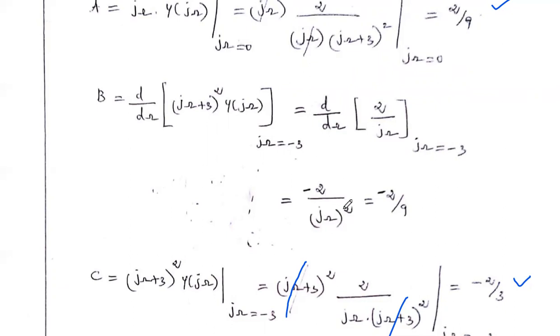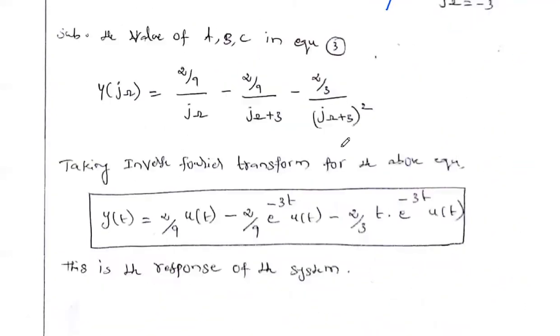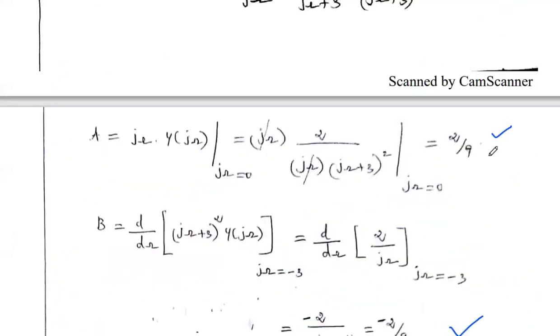So if you are differentiating, we will get minus 1 by (j omega) the whole squared. Now in the place of j omega, we have to put minus 3. So minus 3 the whole squared means we get 9. So the answer is minus 2 divided by 9. So this is the value of B. Okay, so we calculated the coefficients A, B and C. So what is the next step? We have to substitute the values of A, B, C in our Y of j omega equation.